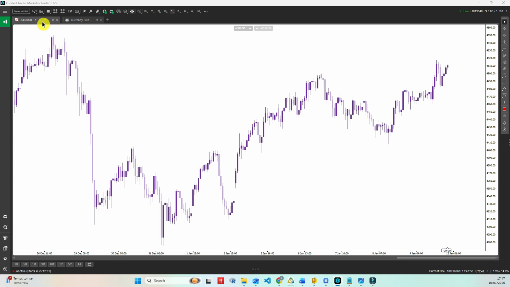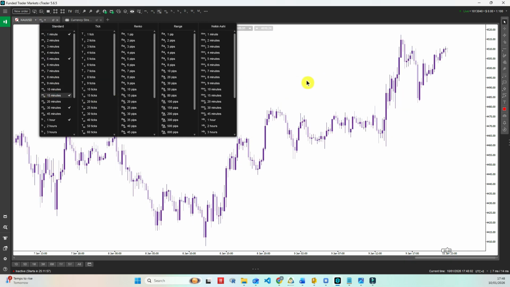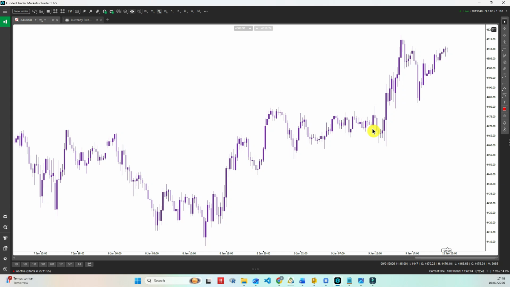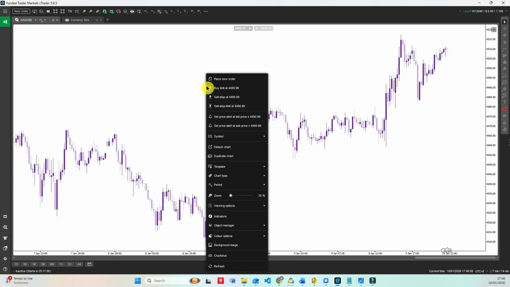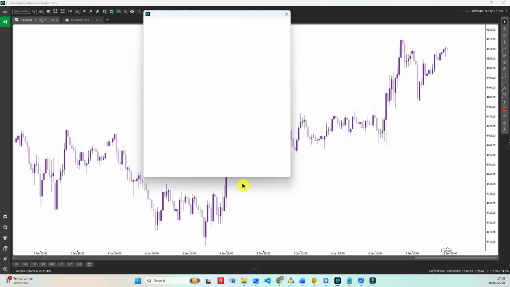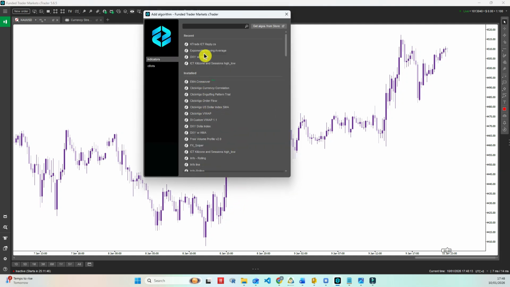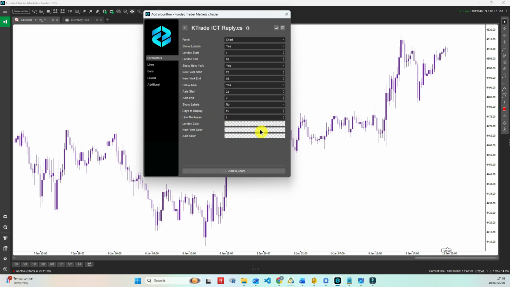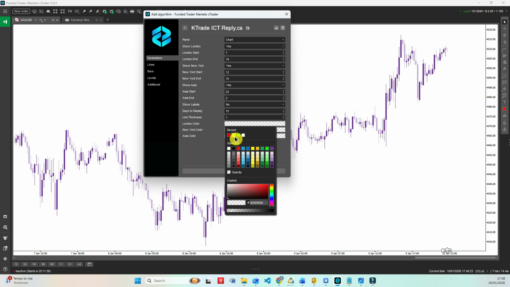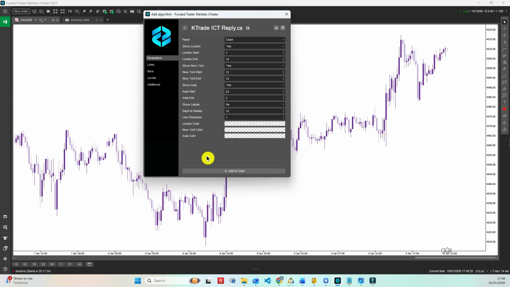Now this strategy works on the 15 minutes time frame. So I'm going to switch down to the 15 minutes. As you can see, guys, we are on the 15 minutes time frame, and I'm going to load my indicator. The indicator is called Kingdom Traders ICT Replay. Those of you that are using cTrader, this was created by myself. So in case you need this indicator, just let me know in the comment section. I'll be more than happy to share it with you.